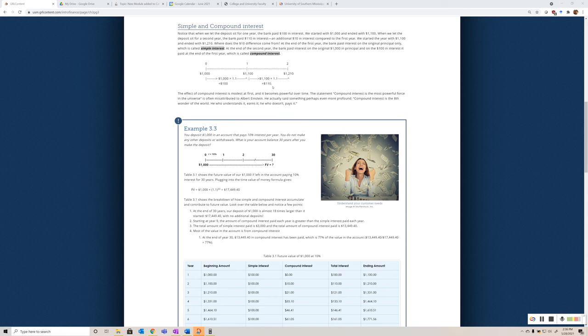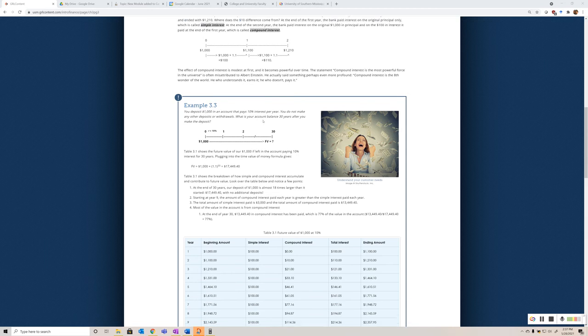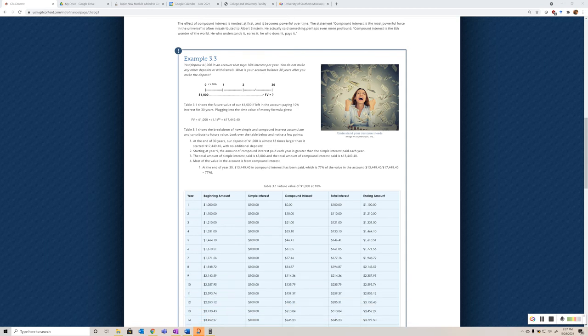And so not only did we earn another $100 on the original principal, which is the simple interest, we earned an extra $10, which is the interest on the interest that they paid us before. And so our account balance is $1,210. Now over 1 year, hey, an extra $10 doesn't seem like a big deal. But it becomes a really big deal over time. And let's take a look at example 3.3 to see how that works.